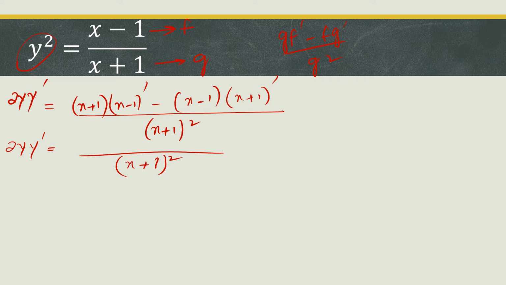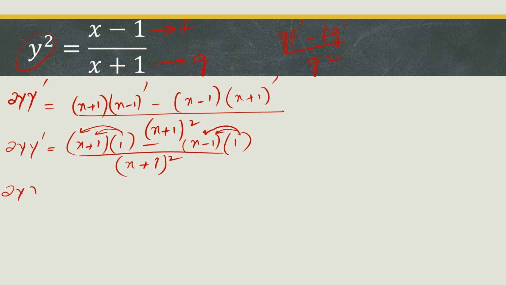X plus 1 as it is, the derivative of x is 1, derivative of 1 is 0, so I am not writing the 0. Then x minus 1 we write as it is, and the derivative of x is 1, derivative of 1 is 0, no need to write. And after that, use the distributive property to open the brackets.